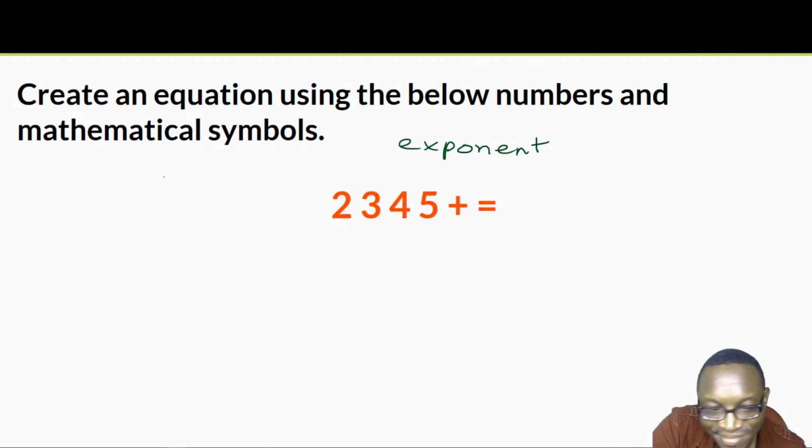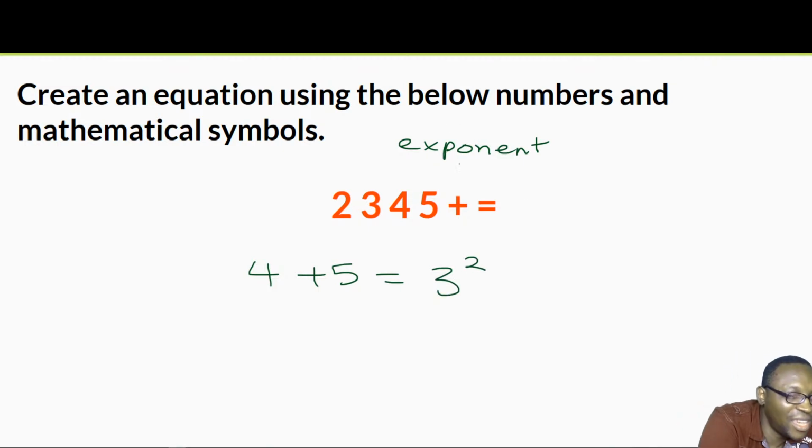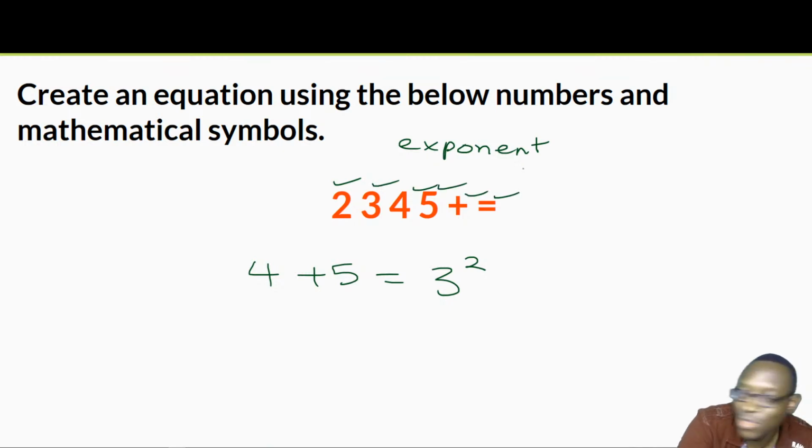Anybody have an idea? Okay. So let me show you what this is going to be. I know we're out of time. So this is going to be 4 plus 5 equal to 3 squared. So you can see here we have our 2, 3, 4, 5, plus and equal to. So that's all you have to do for this one.